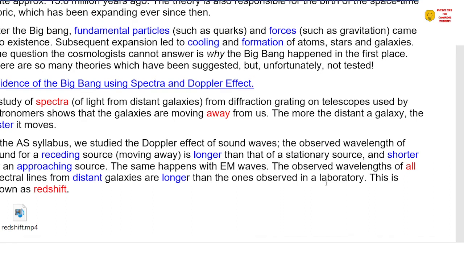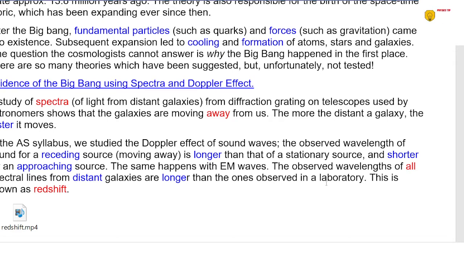Now, in the AS syllabus, we studied the Doppler effect of sound waves. This is when the observed wavelength of sound for a receding source, that's a source that's moving away, is longer than that of a stationary source, and it is shorter for an approaching source. Please revise that topic if you do not recall it anymore.